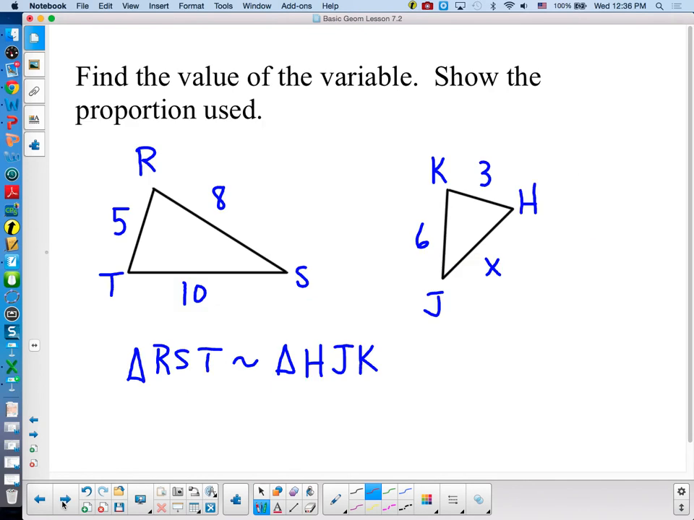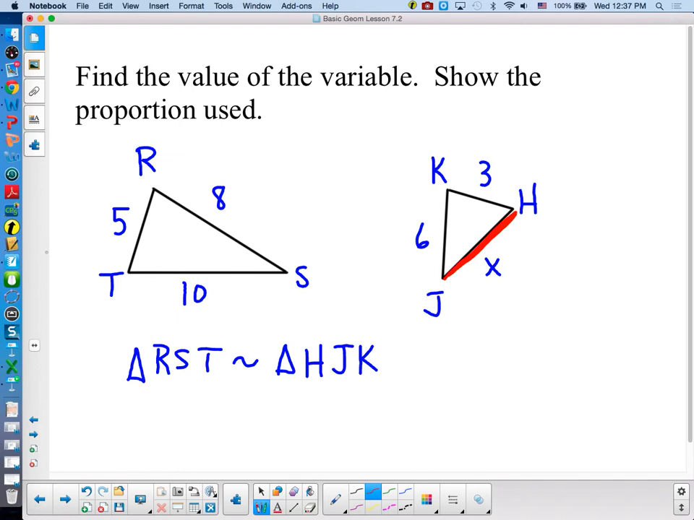Okay, this is a little bit different problem. It's not asking are they similar, it's saying they are similar. So I'm telling you they are, even if the pictures don't look very good. It says find the value of the variable, show the proportion used. Is the variable on a side or an angle? A side. Okay, side HJ. I need to figure out what side it matches with over here. Now looking is hard to tell.